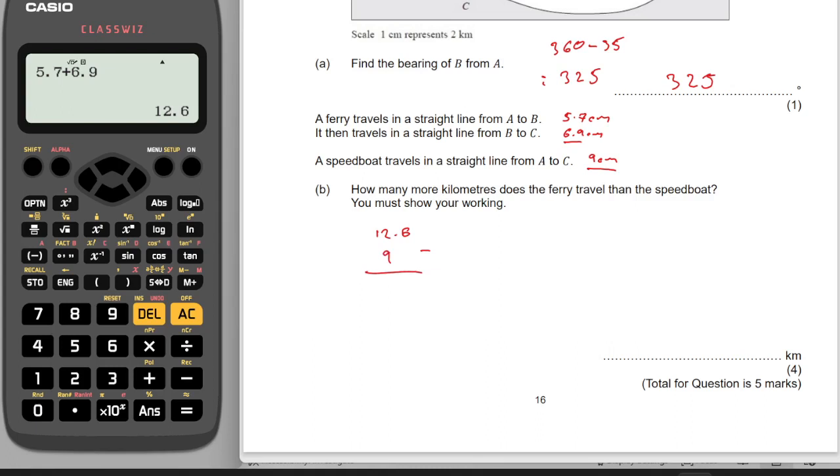So the difference in centimetres on the scale, on the map, sorry, is 3.6 centimetres. And then I'm going to convert that into actual distance. So I'm using a scale of 1 centimetre equals 2 kilometres, so I need to do 3.6 times by 2, which is going to give me 7.2, and then that's now in kilometres, so 7.2 kilometres.